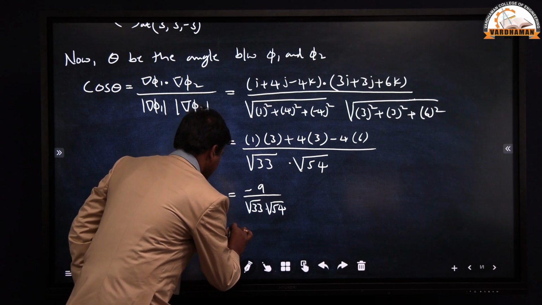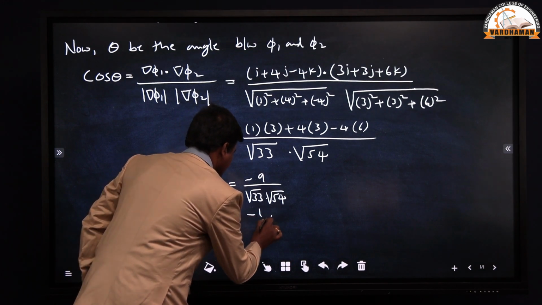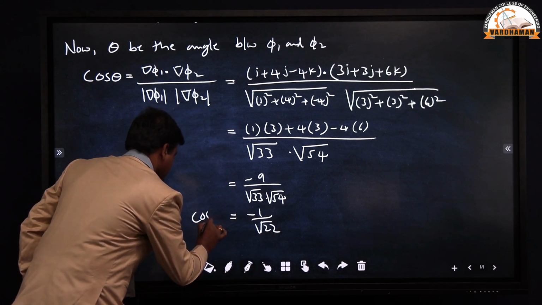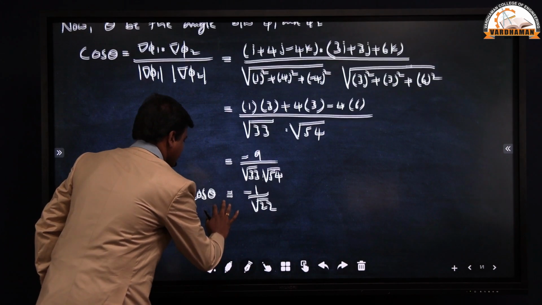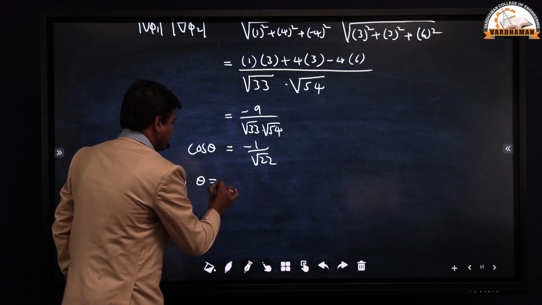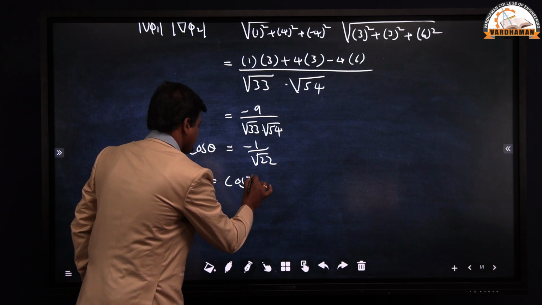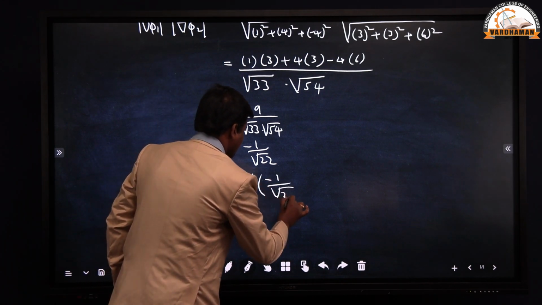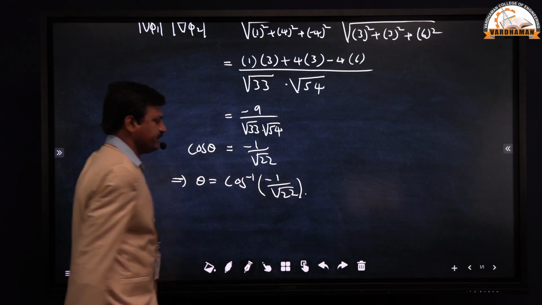This is minus 1 by root 22. This is cos theta equal to that. So from this we get theta equal to cos inverse of minus 1 by root 22.